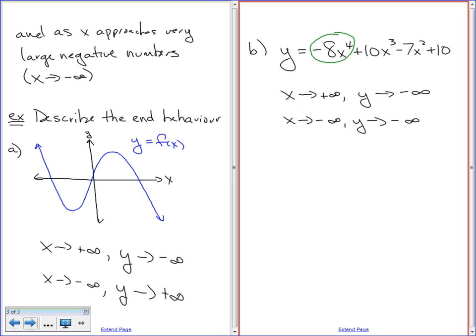Okay, so I'd like you to try this one, and then we'll take it up together. Take a minute and try to do that one on your own.